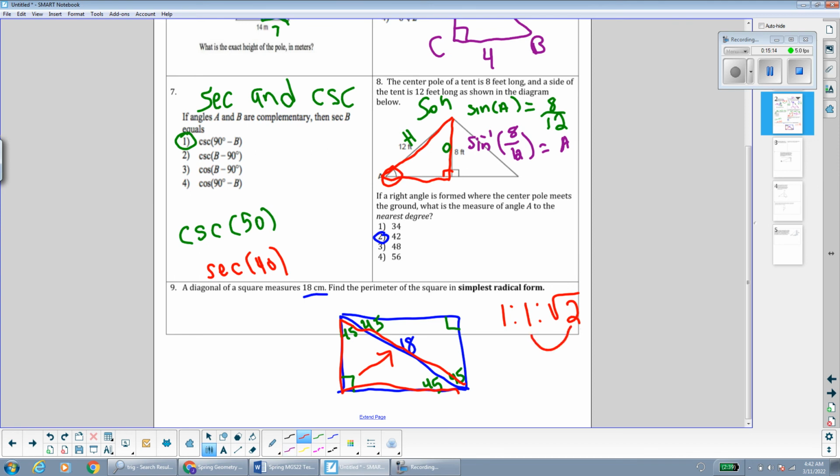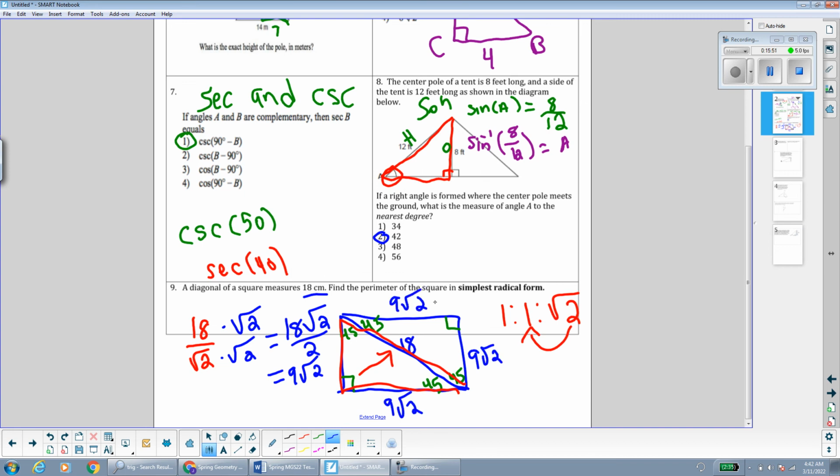To go backwards and get one of the legs, since they're equal to each other, all we need to do is divide by radical 2. So I'm going to take 18 and divide it by radical 2. Now, we don't leave radicals in the denominator, so we're going to rationalize the denominator by multiplying the bottom and the top by radical 2. So here we have 18 radical 2 over 2. 2 goes into 18 evenly, so that is 9 radical 2. So we just found that each side of the square is 9 radical 2.